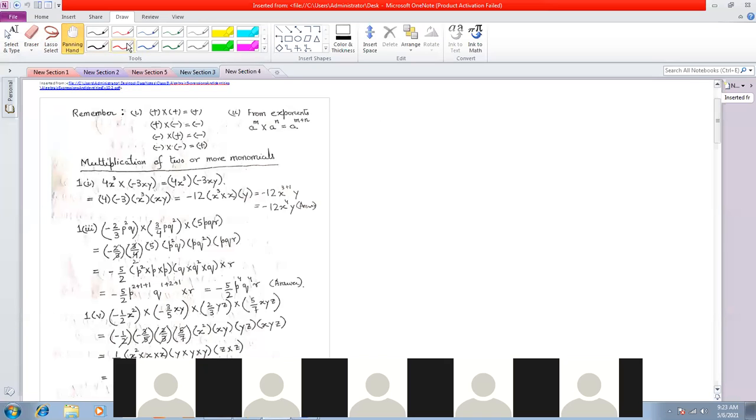algebraic expressions. Okay, we have discussed addition, we have discussed subtraction. Next, we discuss multiplication. This notes I have not sent you. I'll send it to you today. Okay, multiplication of algebraic expressions.